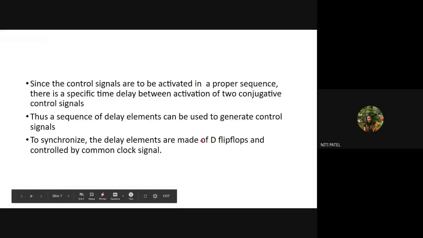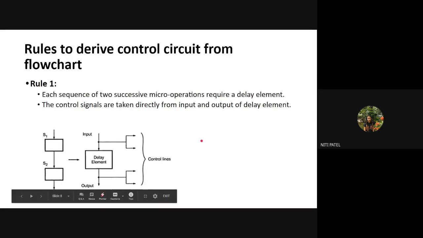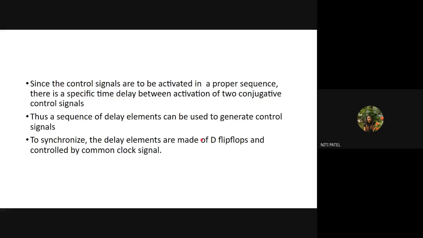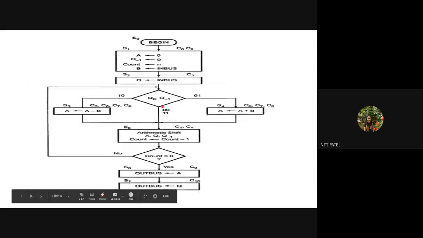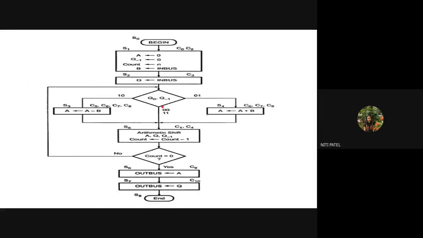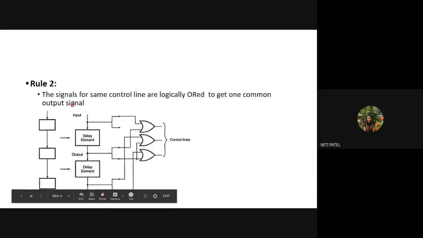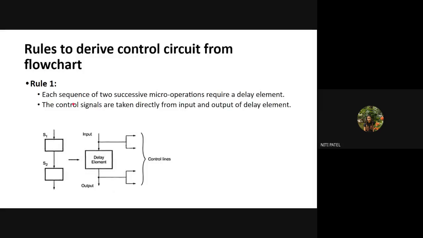Okay. Now there are certain rules which have to be used to derive the control circuit from a flowchart. Any flowchart, let it be a flowchart of any operation, division, non-restoring, restoring, multiplication, addition, subtraction, any operation. If there is a flowchart for that, it has to follow some rules. Okay, so there are 3 rules. Let us see the first rule. Each sequence of 2 successive micro operations requires a delay element.